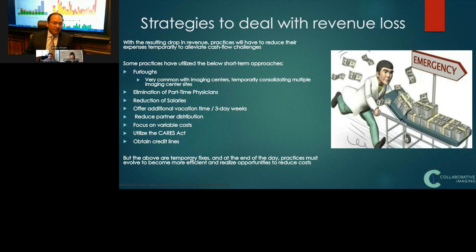The CARES Act has been a savior in many ways. People are exhausting credit lines as much as possible. But the reality is banks don't want to give credit lines and don't want to extend credit lines to groups when they see the decline in volume because they're concerned, is this group ever going to see the money come in again? Again, these are temporary fixes that groups have been undertaking, but the reality is that they have to become more efficient and they have to adapt and change in order to make it through this COVID pandemic.